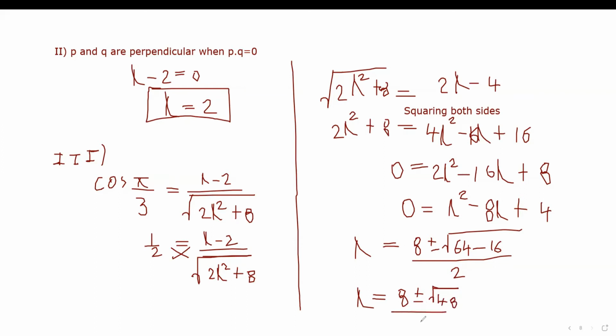But the square root of 48 can be simplified. Let's just simplify it right here. Root 48 is, that is what, 24 times 2? How can I break this down now? Root 48, that's the root of 16 times the root of 3. But the root of 16 is what, 4. So we end up getting 8 plus or minus 4 root 3, over 2.